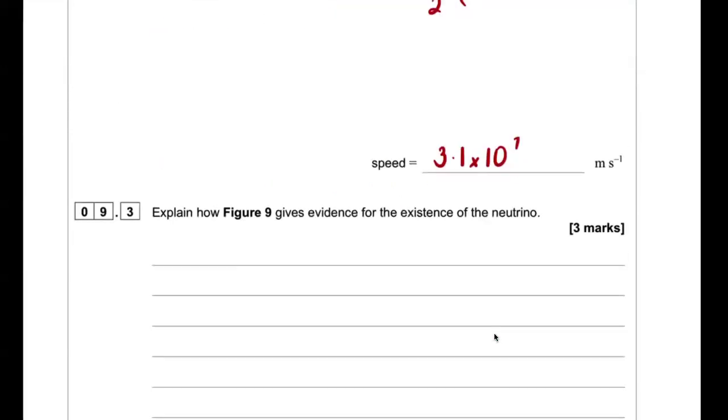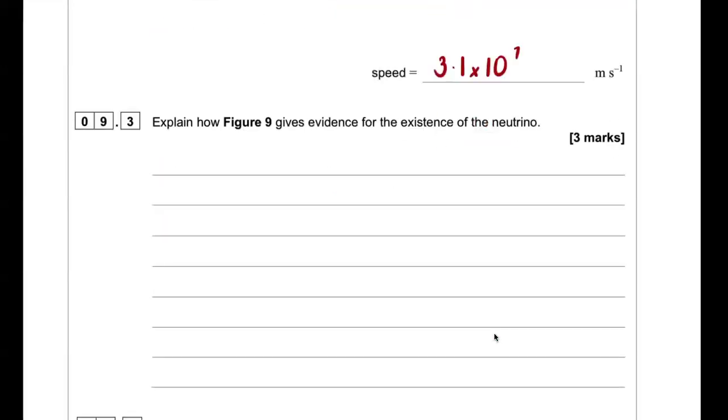Explain how figure 9 gives evidence for the existence of the neutrino. This is kind of an examiner favorite that he asks again and again. Why does the alpha decay basically have a discrete set of energies, and why do beta have a continuous range of energies? So here it's asking how it gives evidence for the existence of the neutrino.